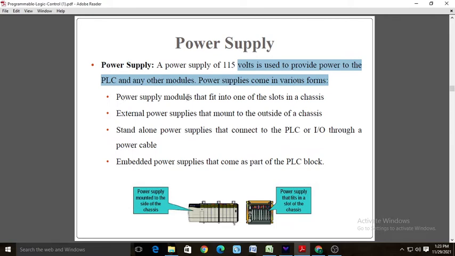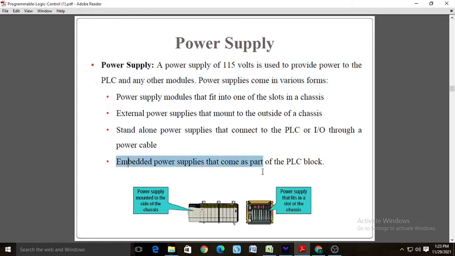The power supply module that fits into one of the slots in a chassis. External power supply that mounts to the outside of the chassis. Chassis means rack here. Stand-alone power supply that connects to the PLC or input or output module through a power cable. Embedded power supplies that come as a part of the PLC block. The power supply plugs into the rack, in addition providing regulated direct current power to different modules that plug into the rack.